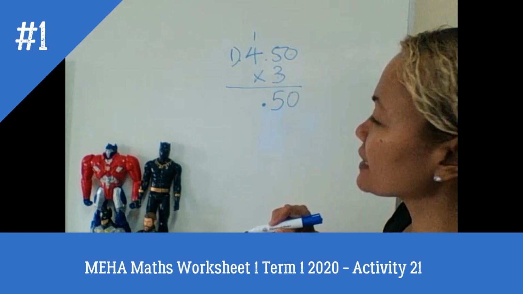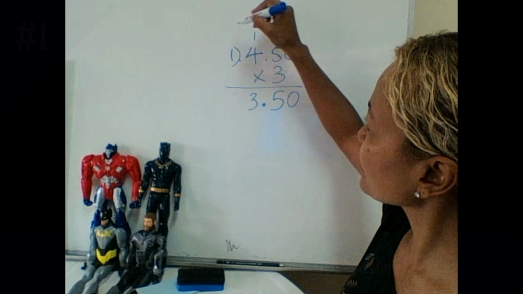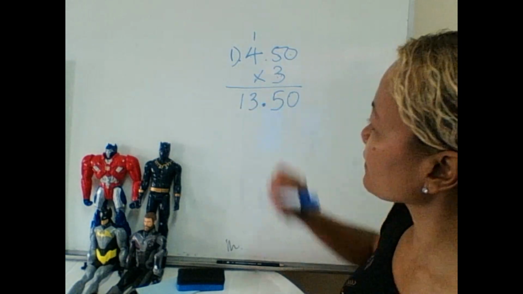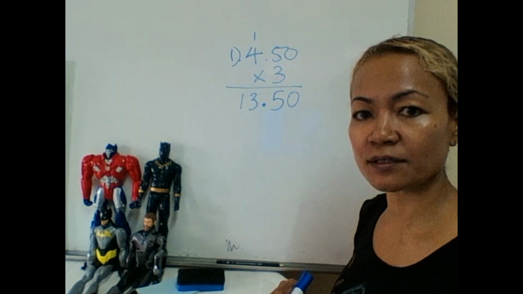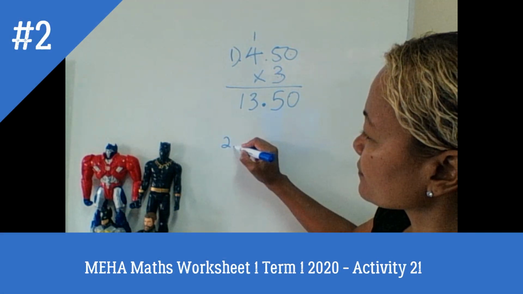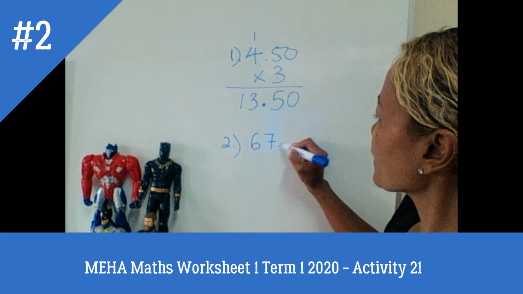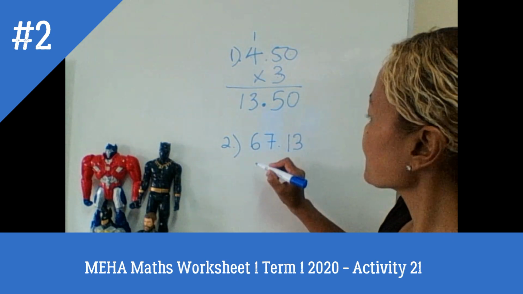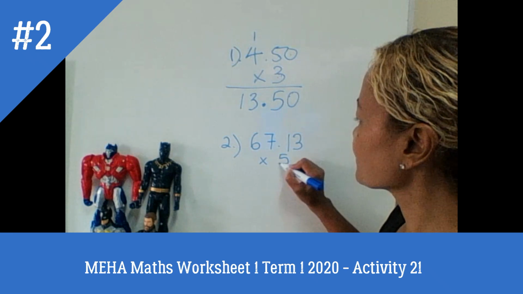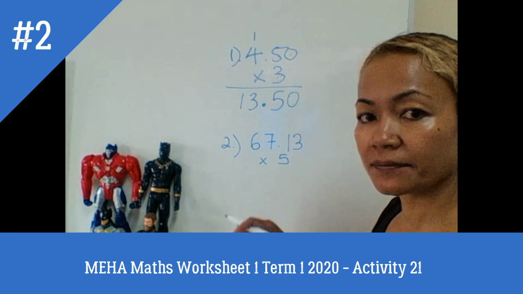4 times 3 is 12, plus 1 is 13. Nothing else to carry over. It's 13.50. Number 2, 67.13 times 5. Give you time to do it now.